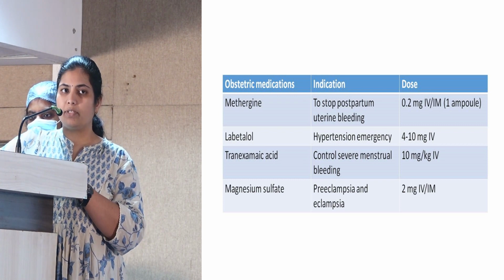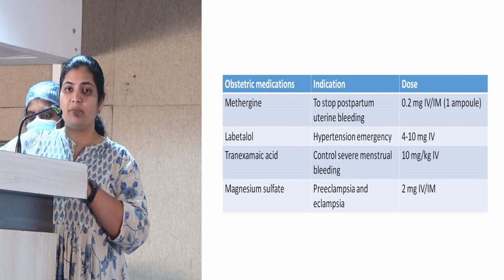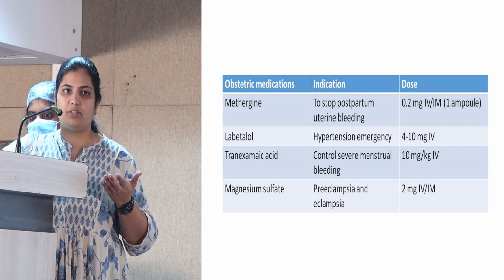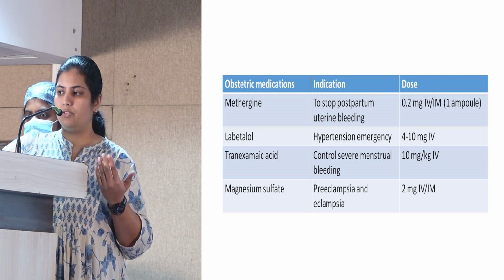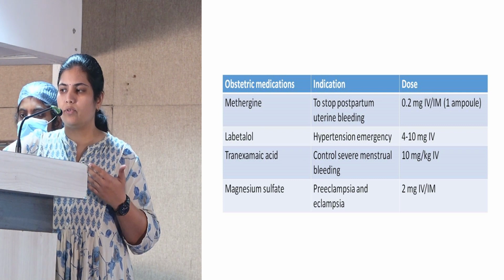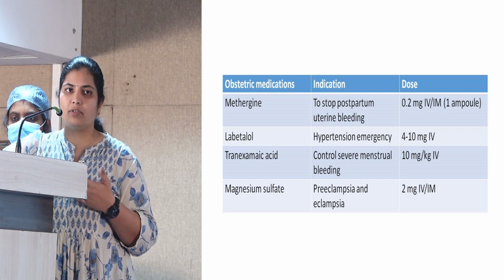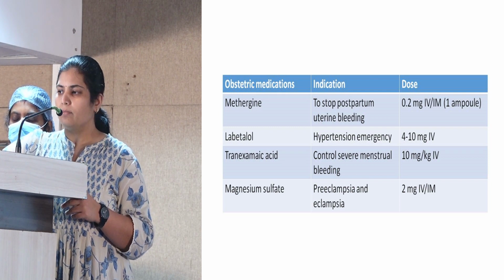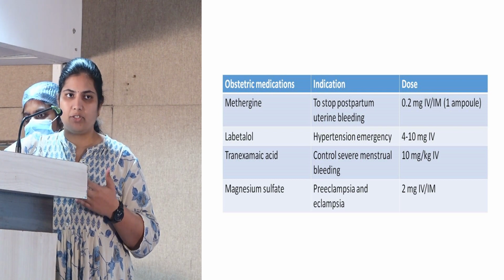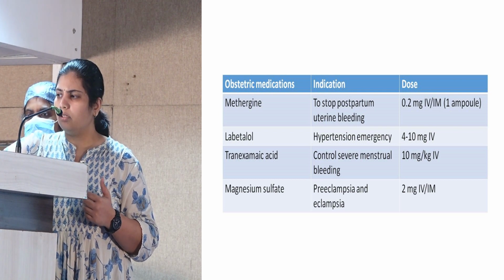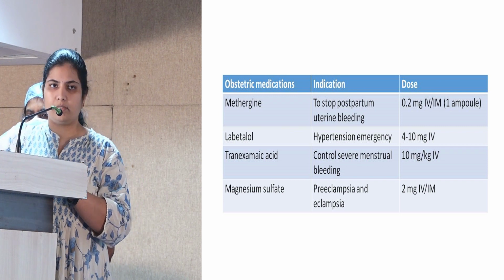Then magnesium sulfate. When a pregnant patient has hypertension, BP more than 170, or has seizures, the initial drug of choice is magnesium sulfate, and we have to control BP with labetalol. Then tranexamic acid. A bleeding patient can be given tranexamic acid.